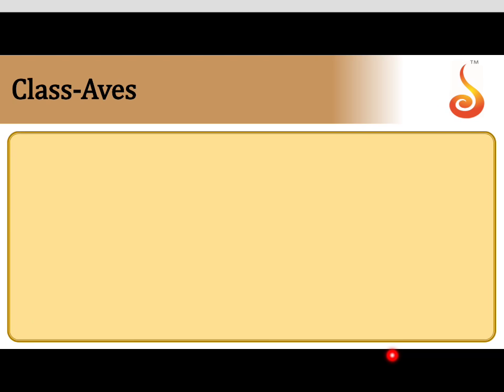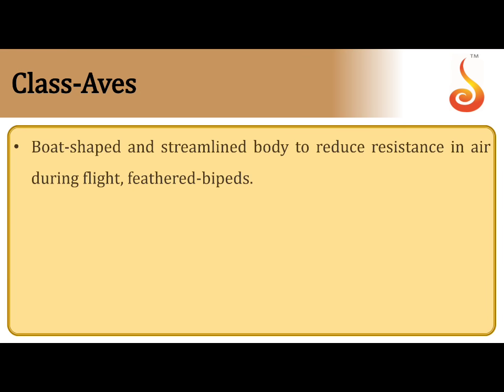Moving on to the next class, it is Aves. Aves are a class where we see birds. The body is boat shaped and streamlined, very important for flying. Other than this, they reduce the friction or the resistance which is created by the air with the help of a streamlined body. They cut across the wind. Feathers and wings are also going to help them fly better. So, feathered bipeds.